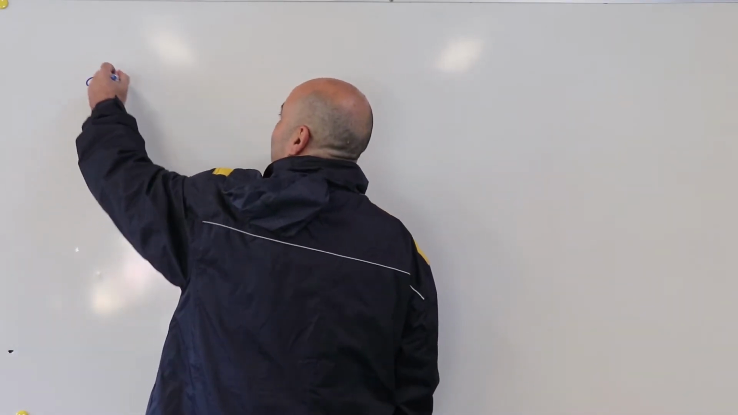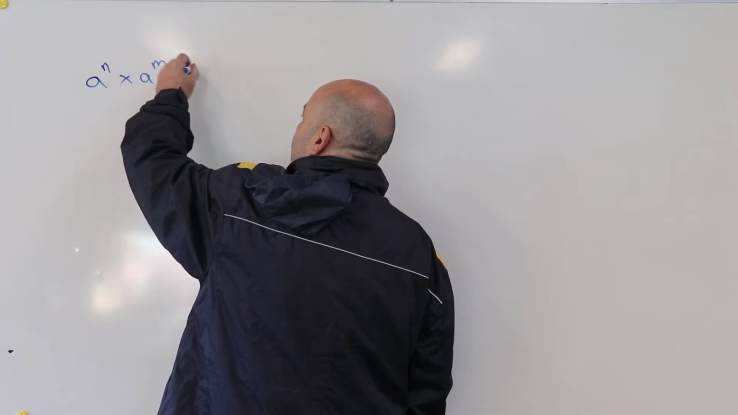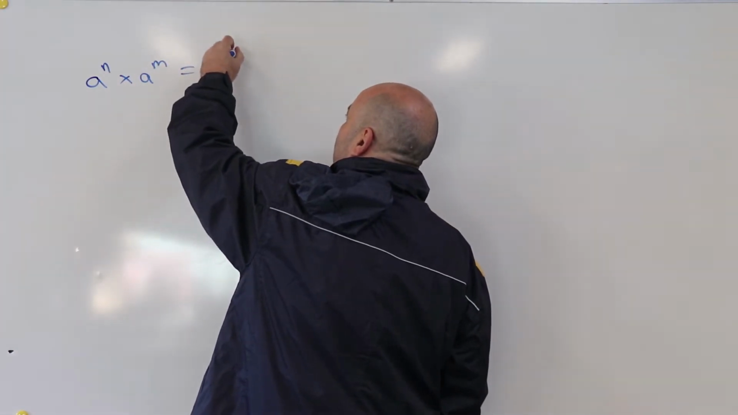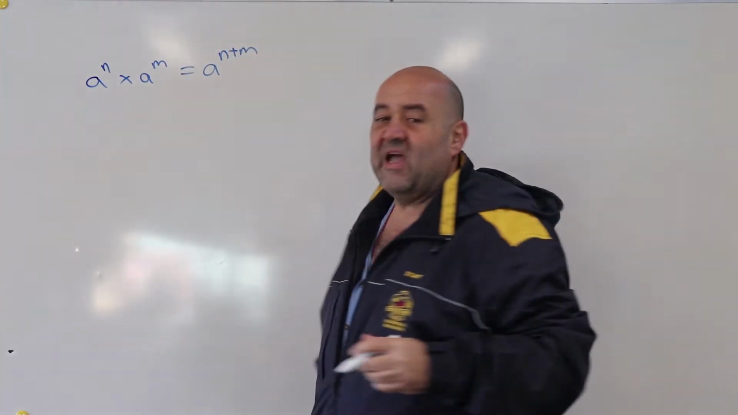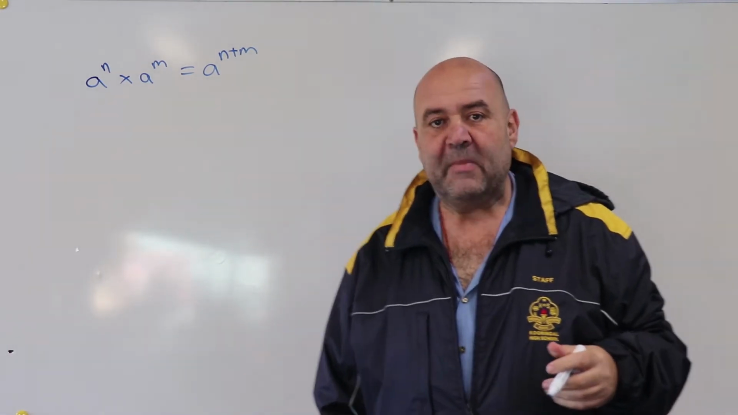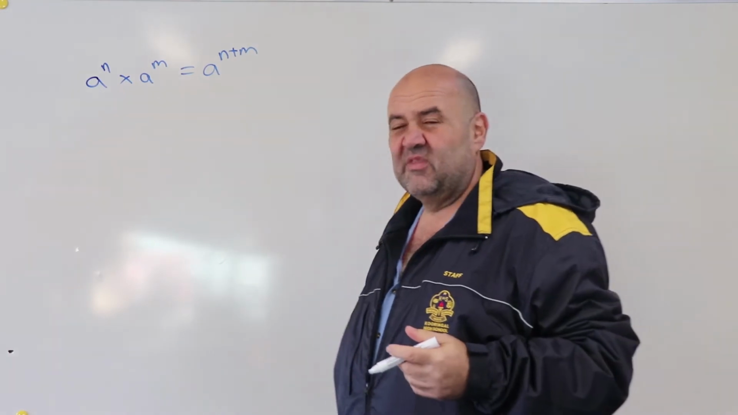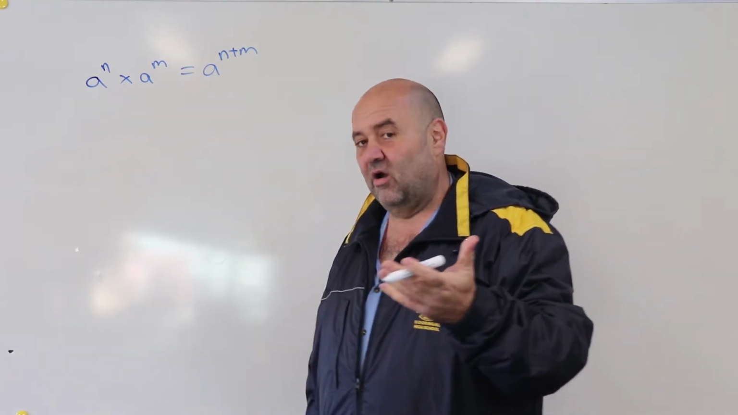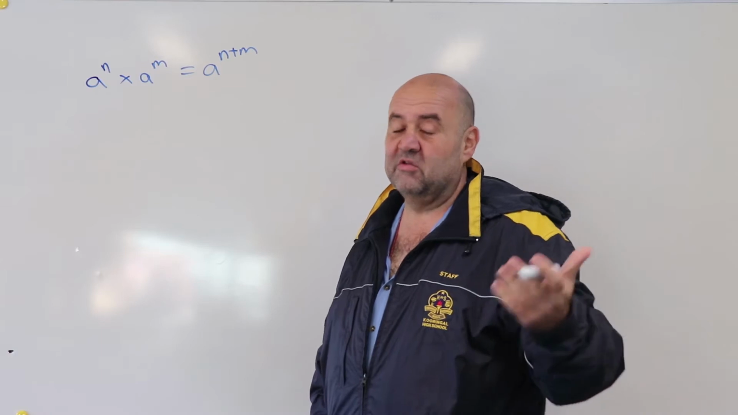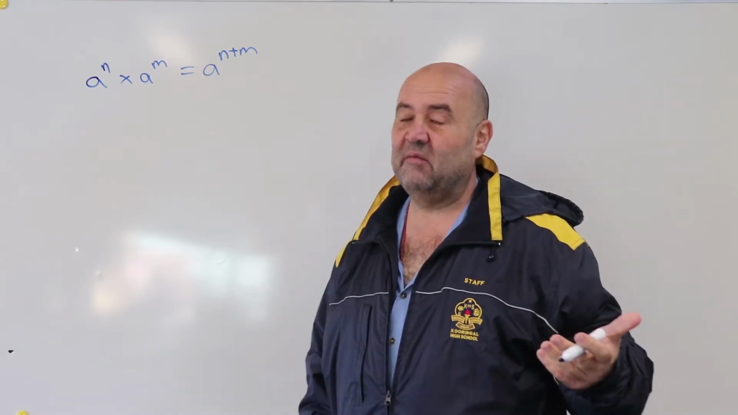a to the power of n times a to the power of m was a to the power of n plus m. We added the powers. Okay? I hope you remember why this rule works. It's not just an arbitrary rule that some mathematician made up.